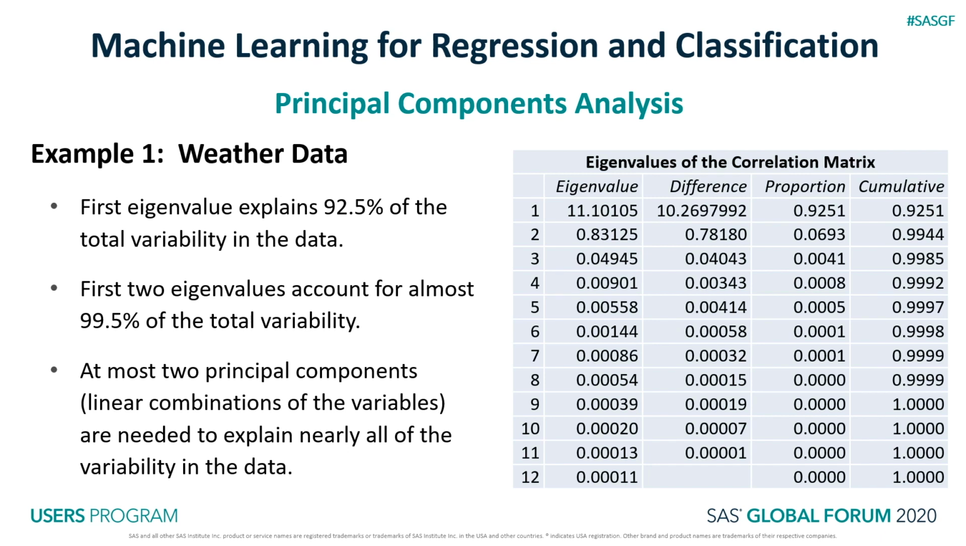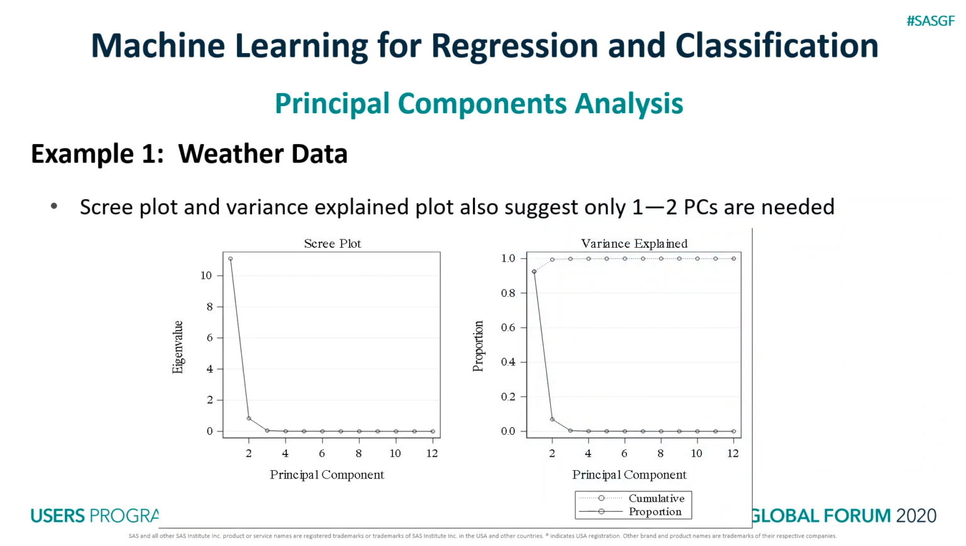So based upon this tabular output, we would say that at most two principal components, which are linear combinations of the variables, are needed to explain all of the variability in the data. Scree plots and variance explained plots are two graphical devices to help us decide how many principal components to keep. And we see here in the variance explained that by the time we've gotten to the second principal component, we have explained nearly all of the variability. And so this reinforces our earlier conclusion that only 1 to 2 principal components are needed to completely explain the variability within these 12 monthly variables.